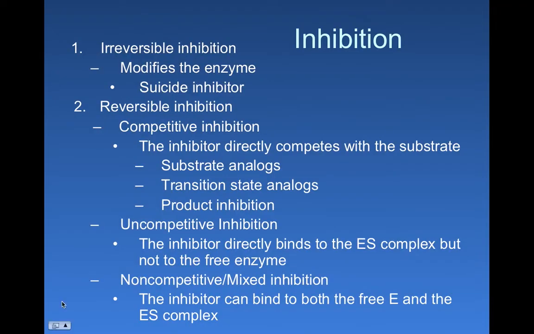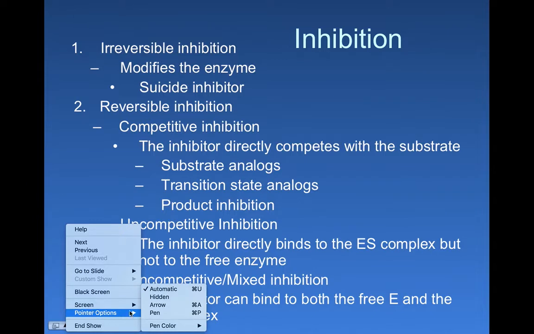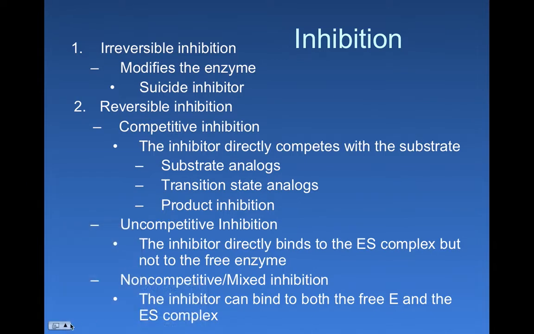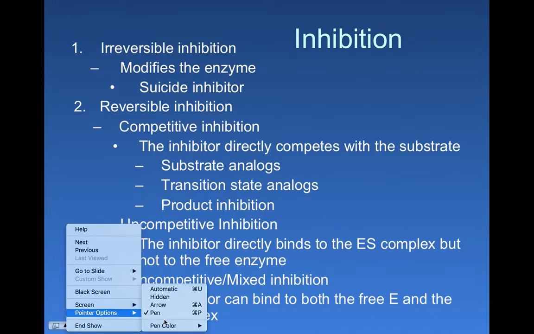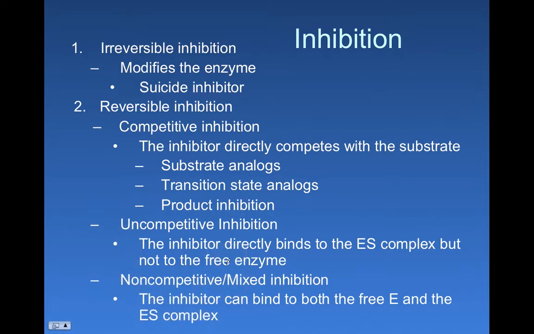Okay, we've talked about enzyme catalyzed reactions and how they can be described with the Michaelis-Menten equation, and we've talked about different kinetic constants that can be used to help quantify that enzyme activity. Things like Km, Vmax, turnover number, catalytic efficiency. Now we're going to move into a talk about inhibition and drug inhibitors.